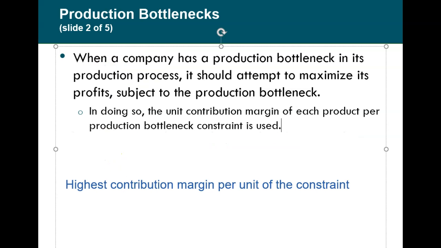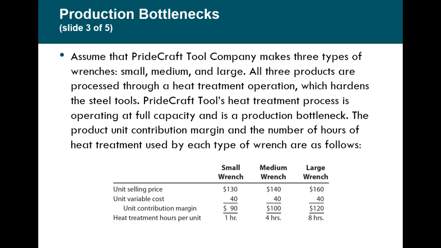Okay, so how's that going to work? Here's an example. We've got this Pridecraft tool company that makes 3 types of wrenches: small wrench, medium, and large. And all 3 products are processed through a heat treatment operation which hardens the steel. Okay, the heat treatment is operating at full capacity and is a production bottleneck. So what we've done here is they've calculated, here we've got our selling price, $130, $140, $160 for the large one. The variable cost is the same for each one, so the contribution margin is really different.